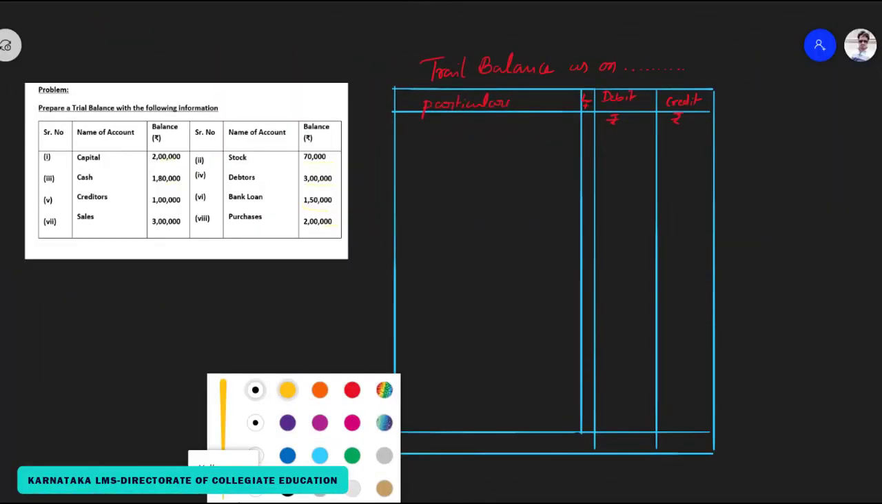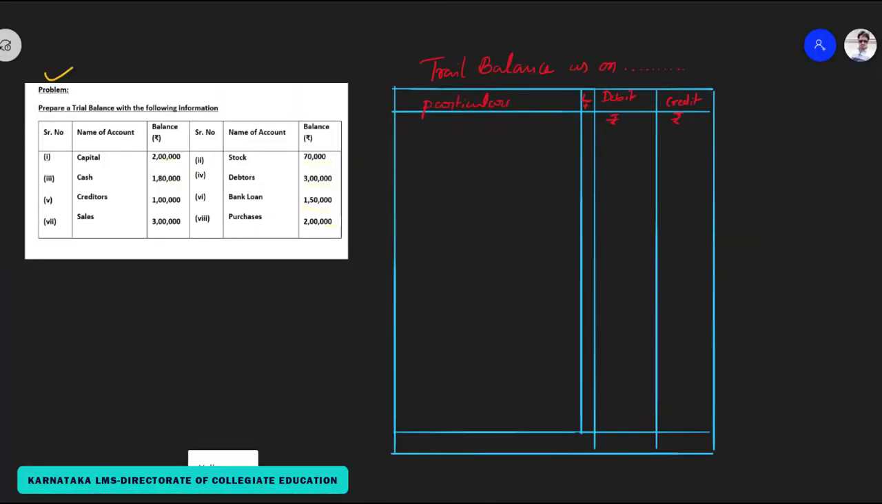Now let us solve a problem on trial balance. So let us solve a problem on trial balance here. You can see over the screen there is a problem which says prepare a trial balance with the following information. They have given the information called serial number, name of account and balances. Directly they have given the ledger account balances.